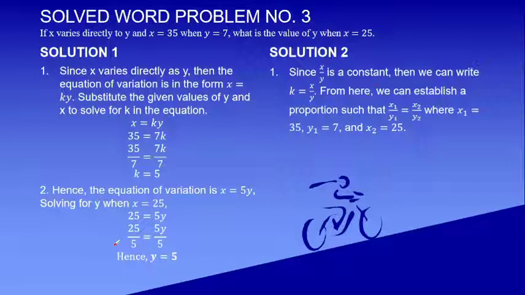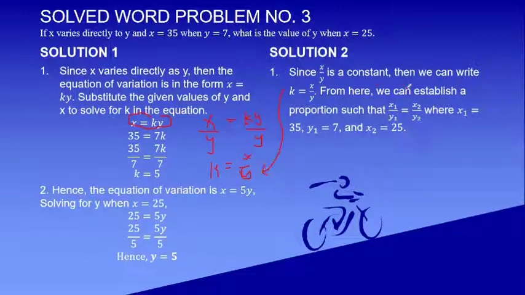Since x over y is a constant, then we can write k equals x over y. Paano po nangyari yon? From this equation, kung we have x equals ky, then divide natin both sides of equation by y. So, your k will be equal to x over y, such as ito.